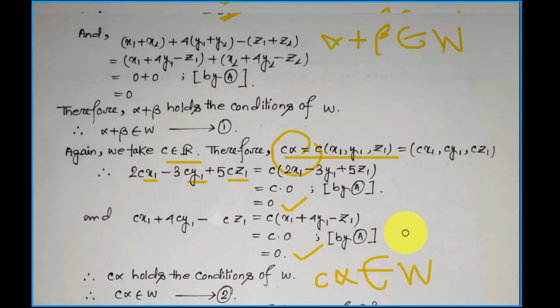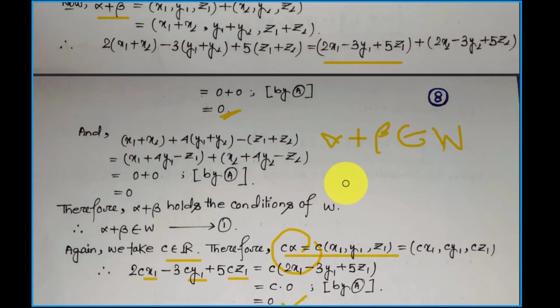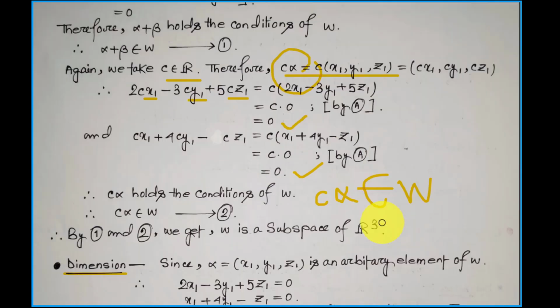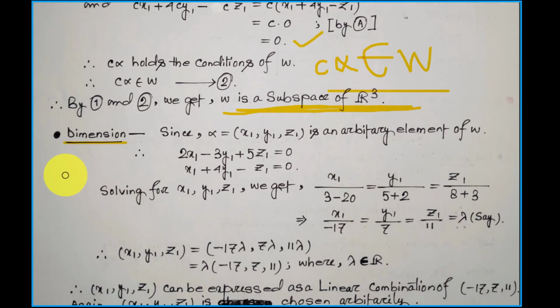So see, W is non-empty, very important. First we have to verify whether W is empty or non-empty. Yes, it is non-empty. Then alpha plus beta belongs to W, holds, then C alpha belongs to W, holds. So we say that W is a subspace of R3. Okay, now we have to find the dimension of this subspace.